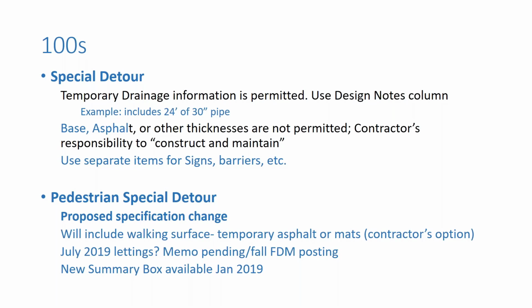This item will be a lump sum item, but with secondary units of square yards, where the square yard quantity must be tabulated within the summary box. Again, we do not want to specify the material of the surface. The contractor may choose from many different materials that will all meet the ADA requirements for a firm surface.